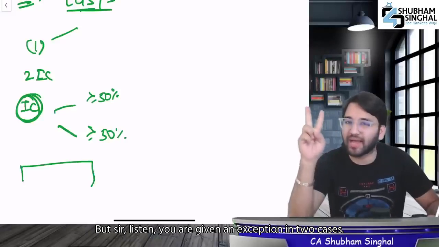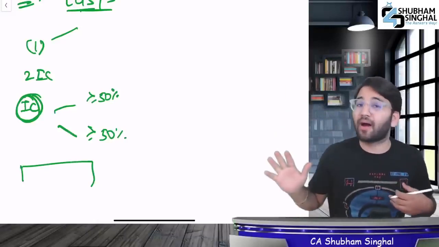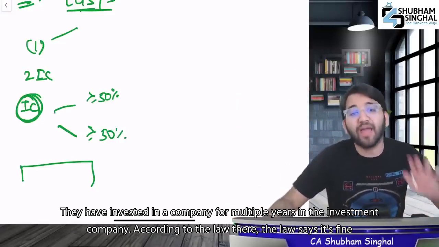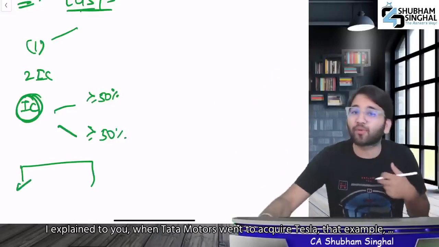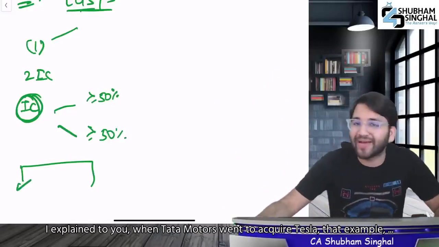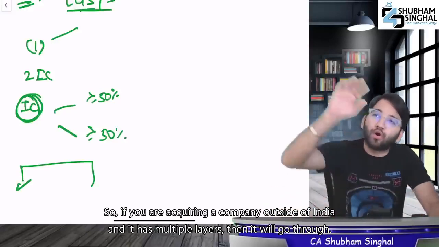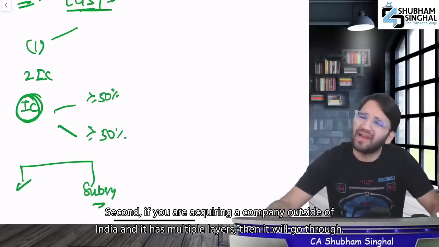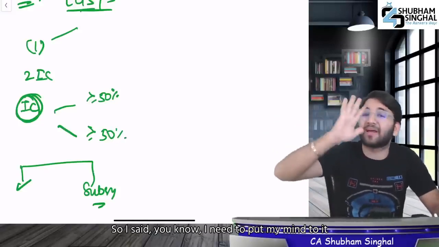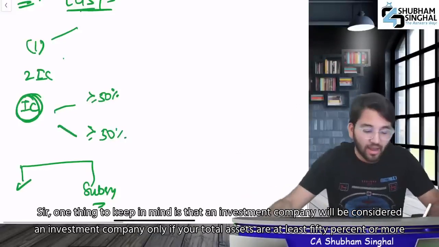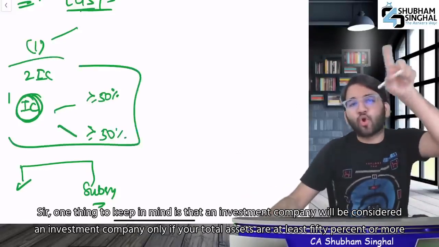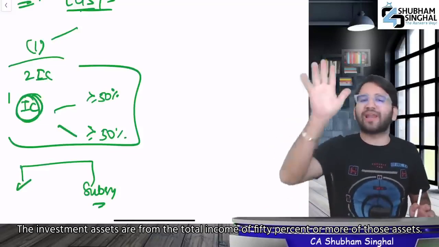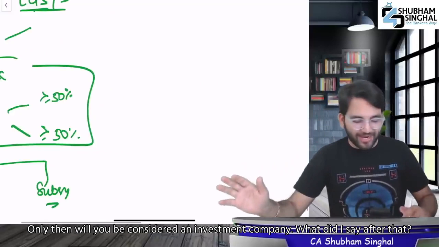But listen, you are given an exception in 2 cases. If a company acquires a company abroad, and that company has multiple layers of investment companies, according to law it's fine. I explained to you an example when Tata Motors acquired Jaguar, right? If you are acquiring a broad-based company that has multiple layers, then fine. Second point is that if any of your subsidiary companies need 2 or more layers for compliance with any laws, that is also fine. One thing to keep in mind is that a company will be considered an investment company only if total assets or total income of 50% or more are from investment. Only then you will be considered an investment company.